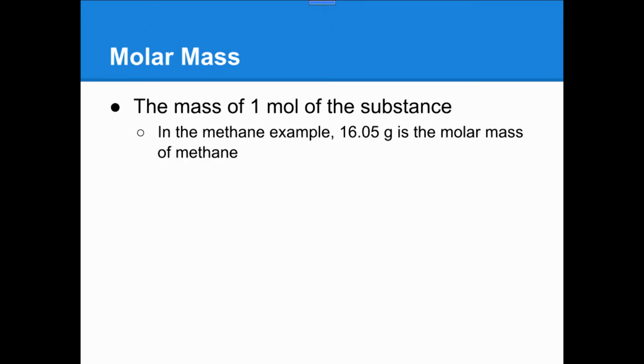So let me give you the definition of this because molar mass is one of your vocab terms for this chapter. Molar mass is the mass of 1 mole of the substance. And that substance can be anything. It can be any type of compound. It really honestly doesn't matter. In the methane example, that 16.05 grams we got at the very end, that is the molar mass of methane. And that's never going to change.